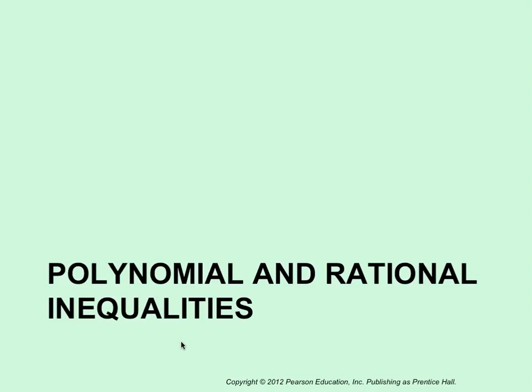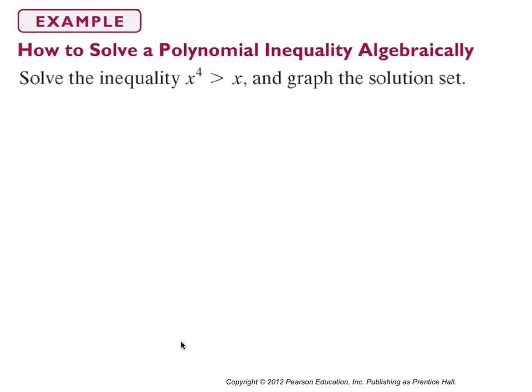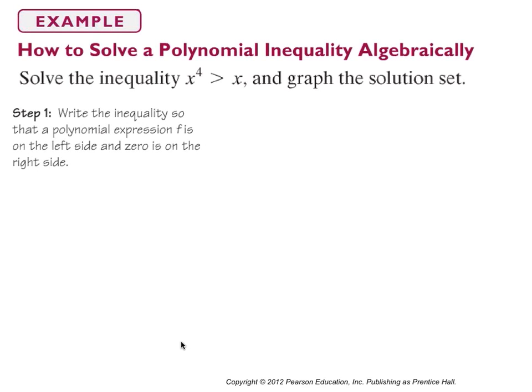Okay, let's take a look at polynomial and rational inequalities for a minute. So let's say that we want to solve this inequality here. X to the fourth is greater than x, and then we want to go ahead and graph the solution set. So I think that the easiest way to do this is algebraically.